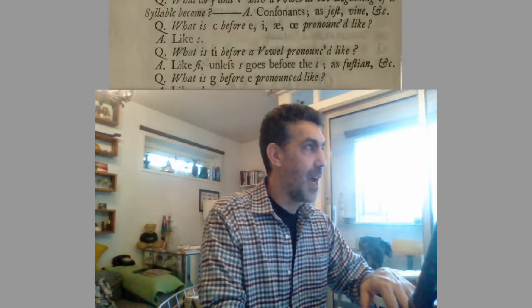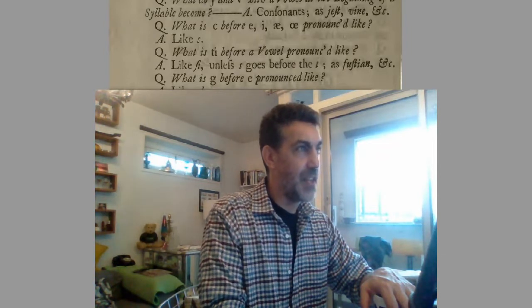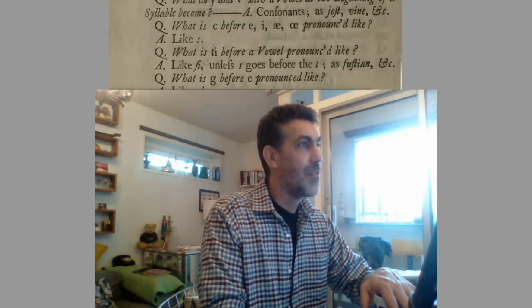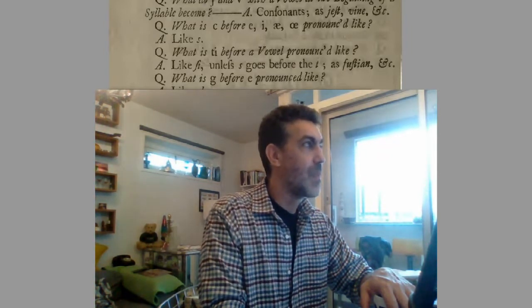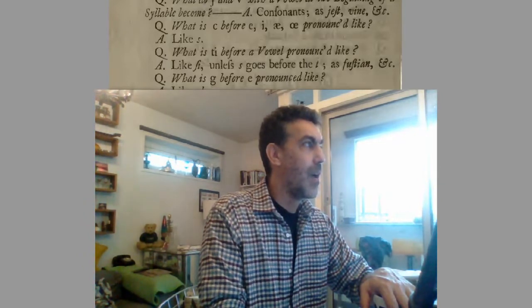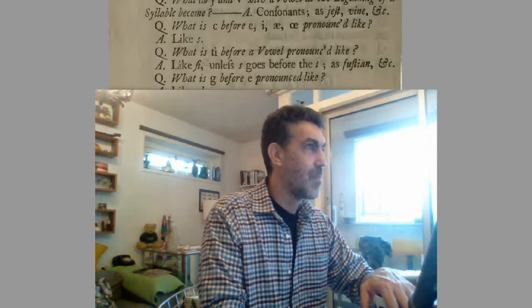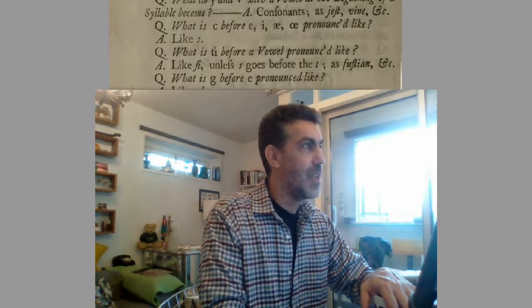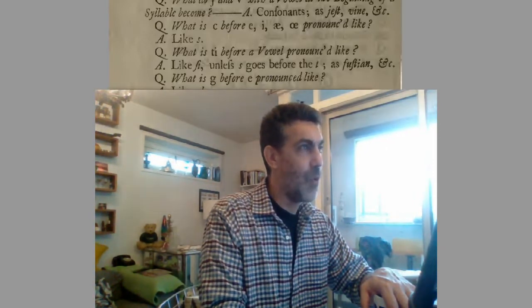What is TI before a vowel pronounced like? Like C, unless S goes before T, as in fustian, etc. So, fustian, here, T before a vowel pronounced like C, unless there's an S before.